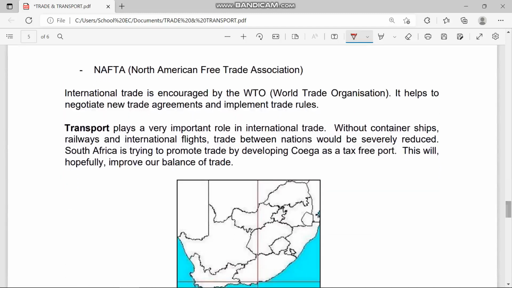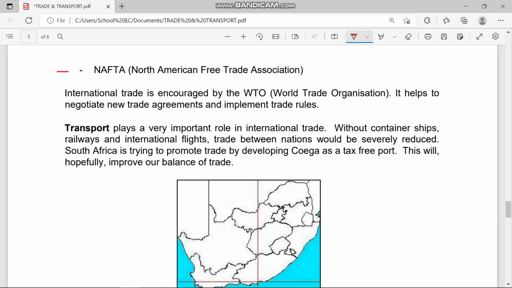We also have NAFTA. NAFTA is the North American Free Trade Agreement. These countries that ratified it are trading with each other. You might find them in North America. Yes, North America is a continent. Your Mexico, and so on. International trade is encouraged by the World Trade Organization.